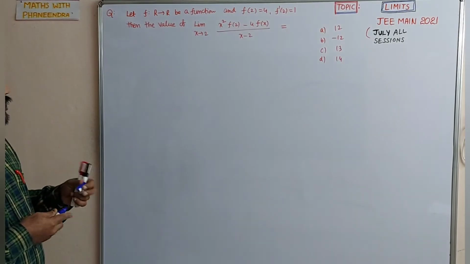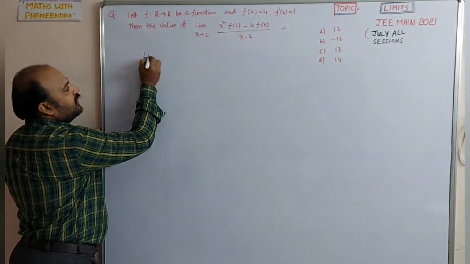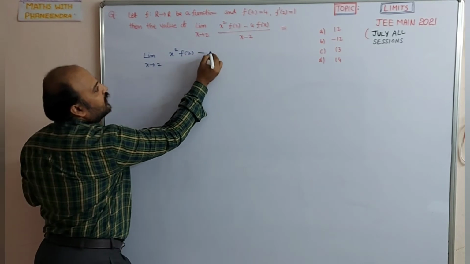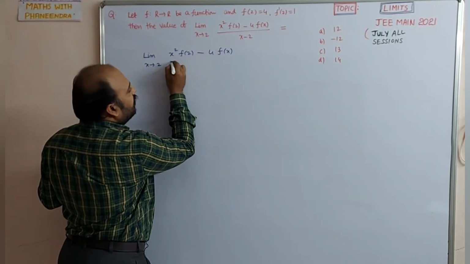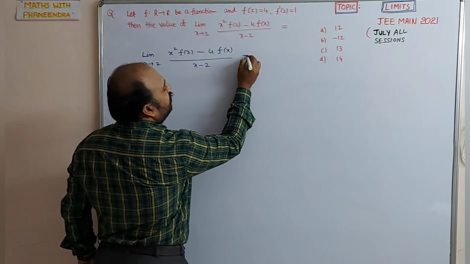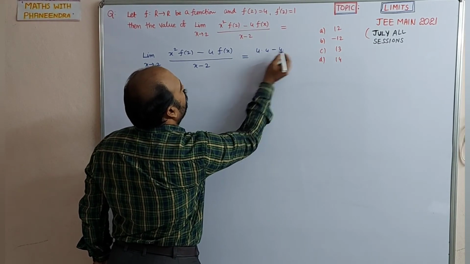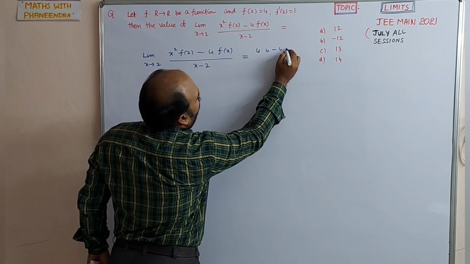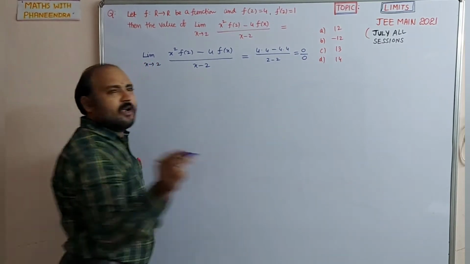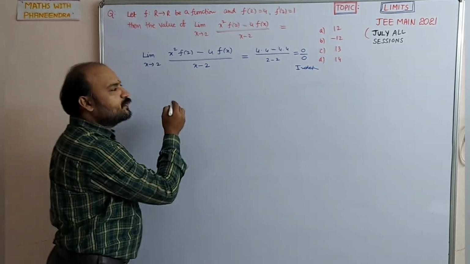See here, first take that limit, f of x be a function. Limit x tends to 2, x squared f of 2 minus 4 into f of x by x minus 2. X is equal to 2, substitute directly. You are getting 4 into f of 2, value is already given, 4 minus 4 into f of 2 value, again it is 4, by 2 minus 2. So 0 by 0 form, indeterminate form only, no? Whenever it is indeterminate form, we have to apply L'Hospital rule.